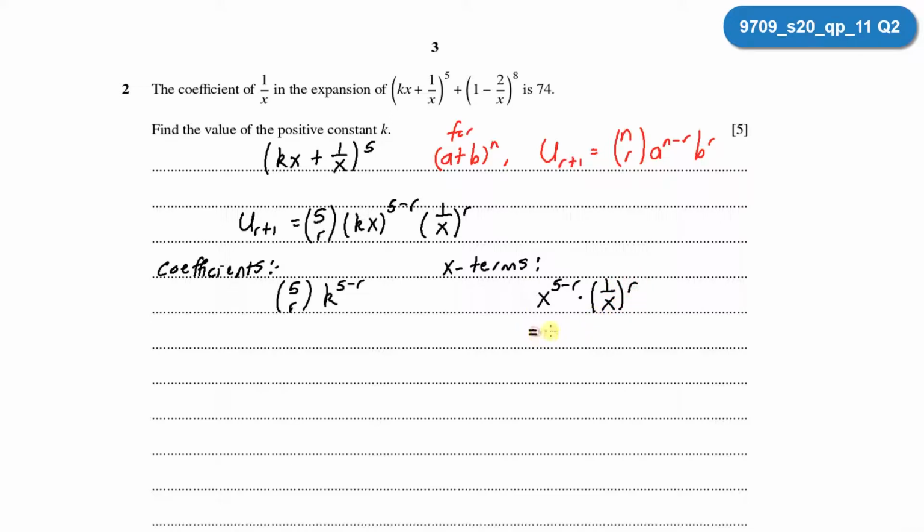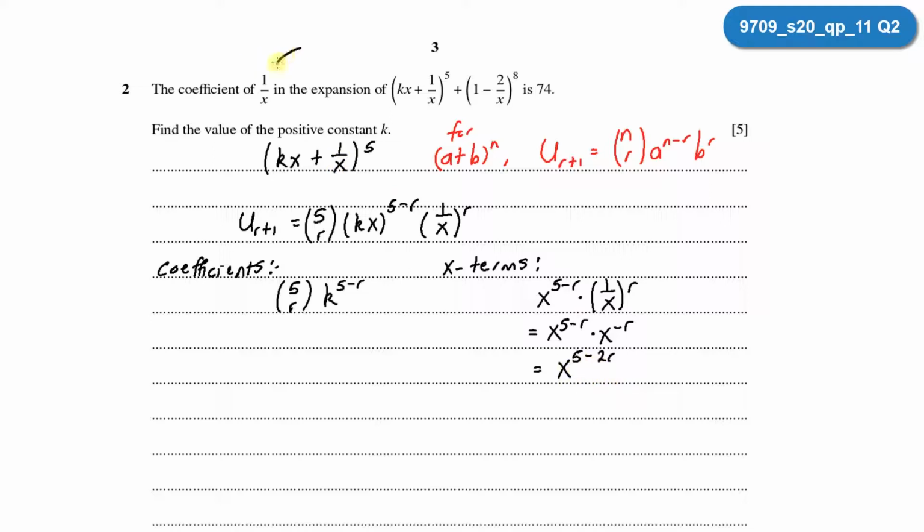And this can be simplified: x to the power of 5 minus r times x to the power of minus r, which is basically x to the power of 5 minus 2r if we add the powers. So all the x terms in the binomial expansion of kx plus 1 over x to the power of 5 take the form x to the power of 5 minus 2r.